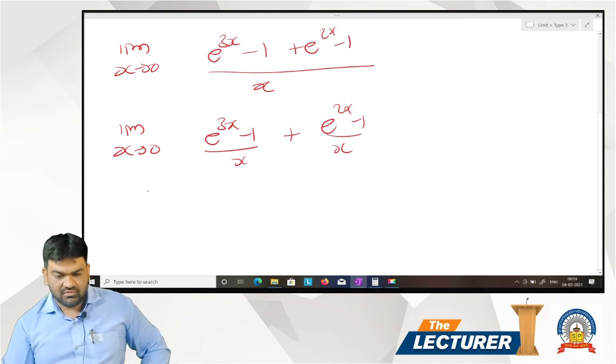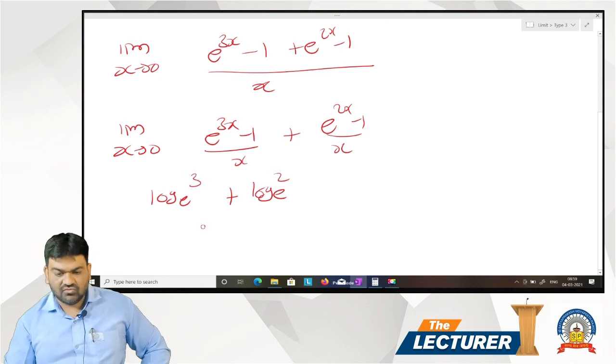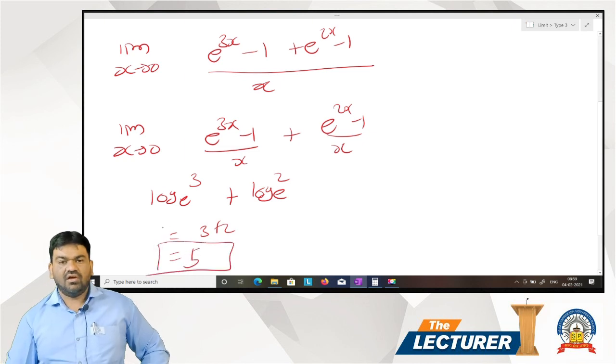Take rule. Log e 3 plus log e 2, here 3, here 2. So 3 plus 2 is equal to 5. This is your answer. Here our type 3 is completed.